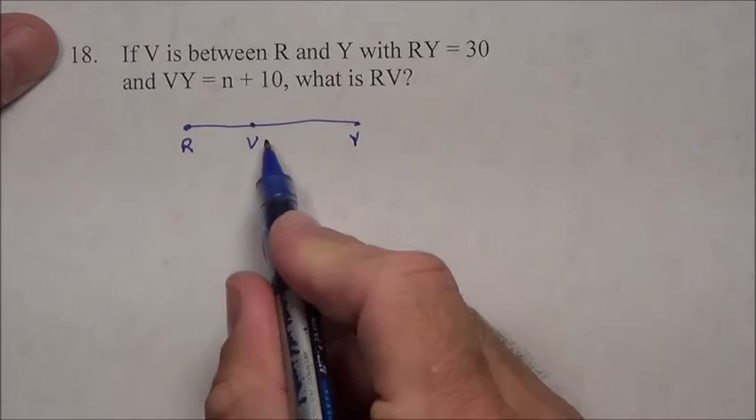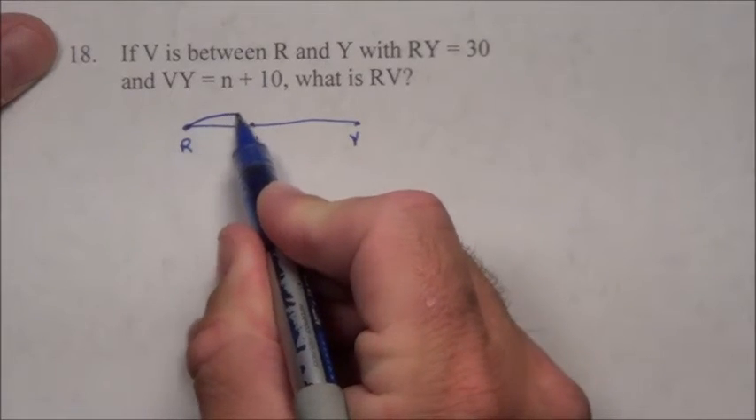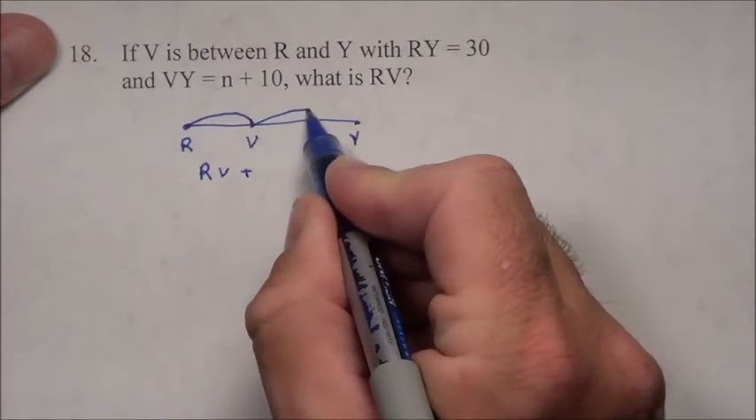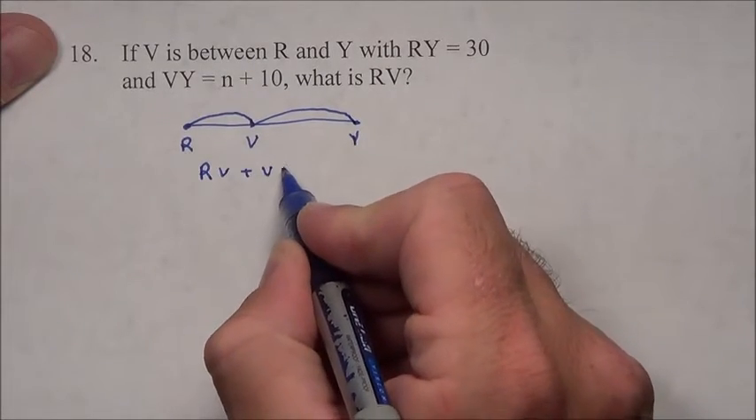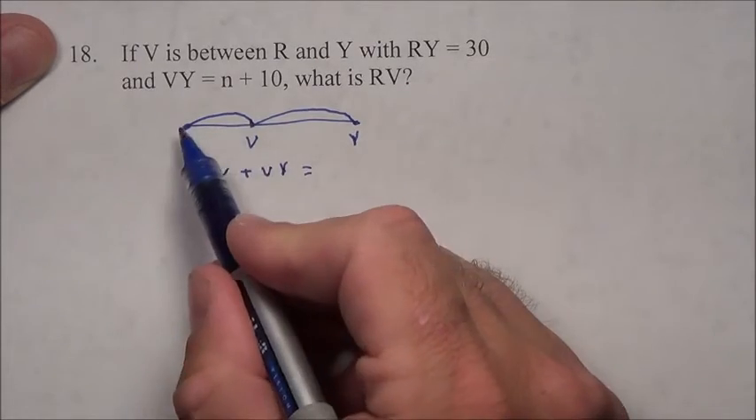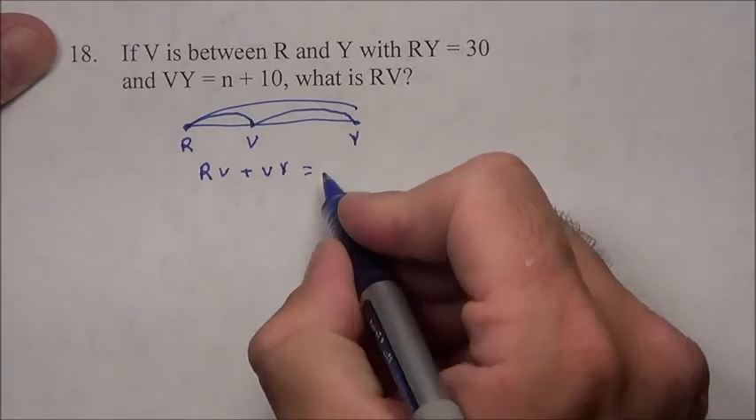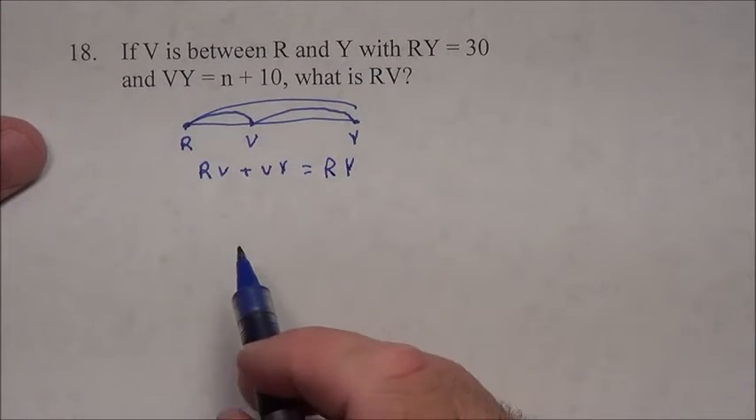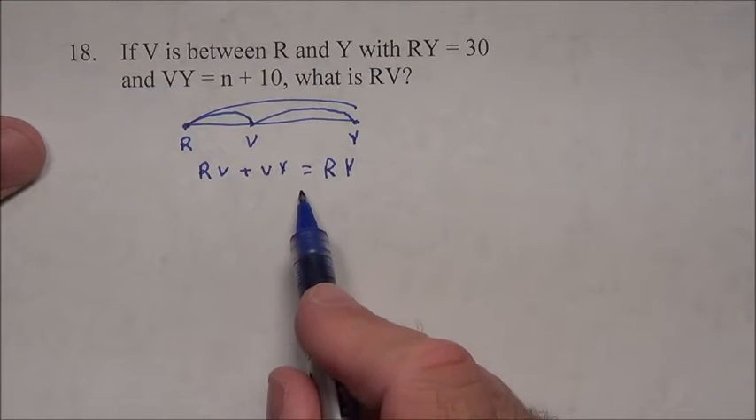Now, as soon as I see this, I write the expression. I know that this RV's length plus the distance from V to Y, what would that add up to? Well, you went here to here. It would add up to the entire length of RY, the entire distance from R to Y. So I have my expression here.